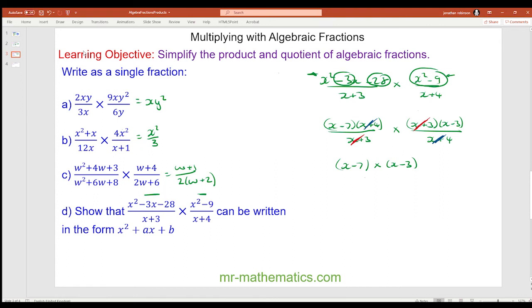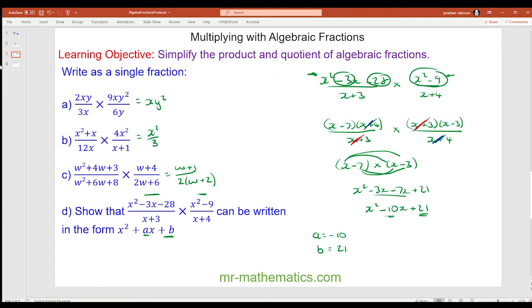And to expand these out, we've got x squared minus 3x minus the 7x plus the 21. X squared minus 10x plus 21 by collecting these like terms. So A, the coefficient of x, is negative 10. And B is the constant term, and this is positive 21.